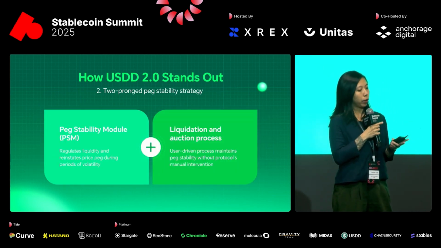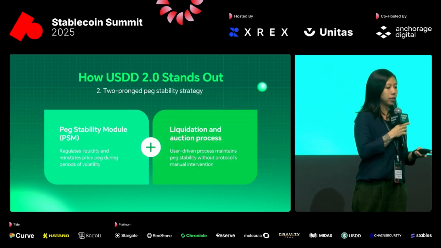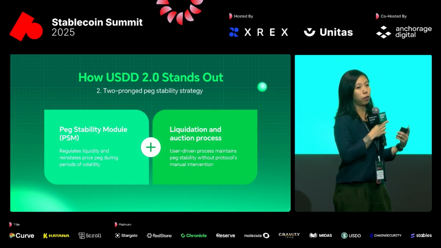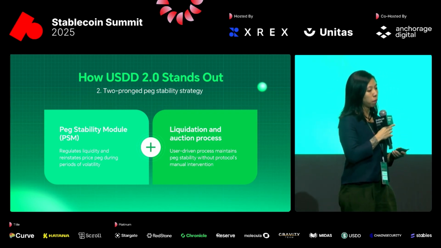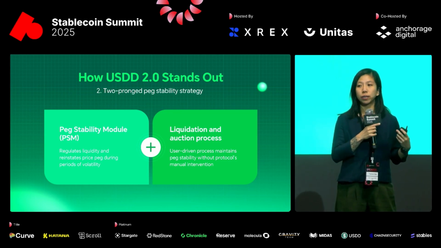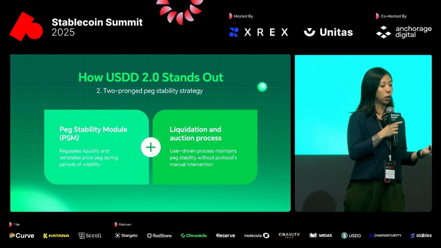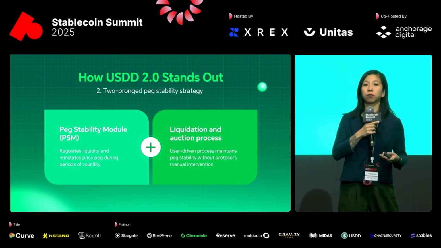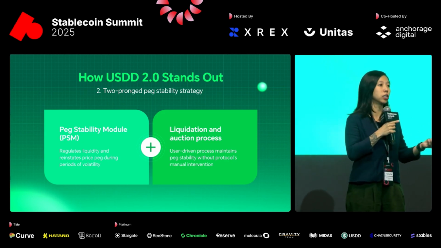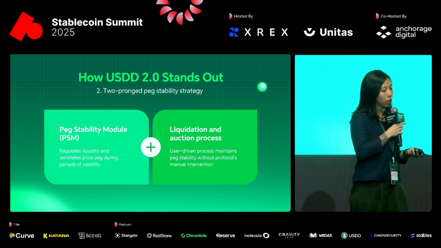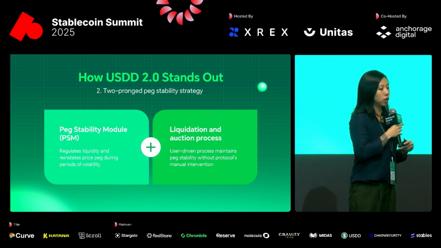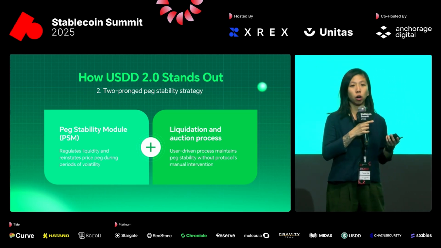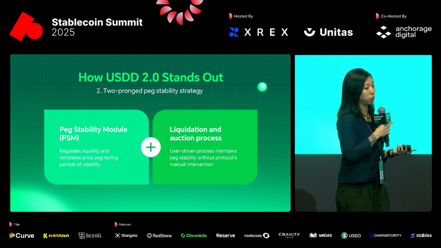All right, second point about how USDD stands out is our two-pronged approach to peg stability. So firstly, we have the PSM, the peg stability module. This allows users to swap USDD with other stablecoins at a 1-to-1 ratio. So why is this important? When there are periods of volatility, so when there are changes in the market value, this mechanism helps to regulate liquidity and to naturally create arbitrage opportunities, which will bring the price back to peg.